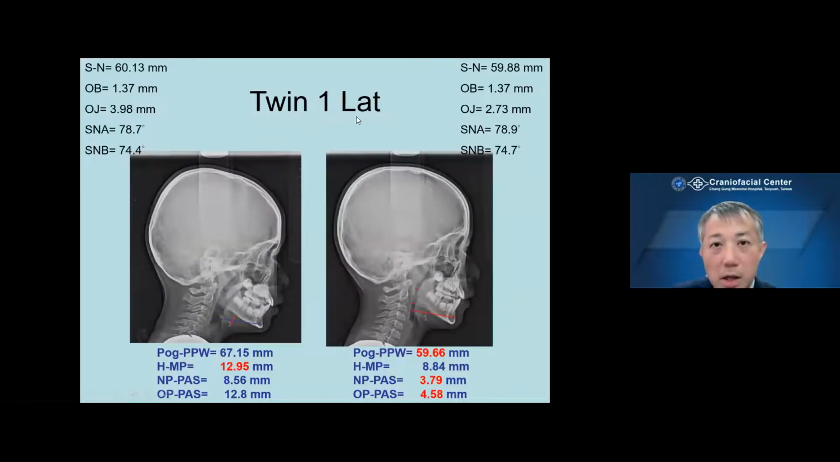So even in homozygotic twins, because of the difference in growth, those two twins can have different conditions of their airway measurement, skeletal measurement, occlusion, everything. And they also have different conditions in their sleep problems.